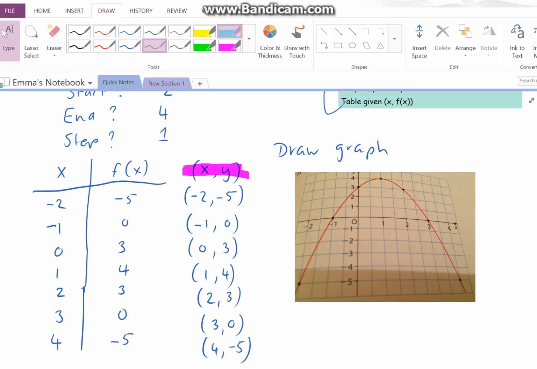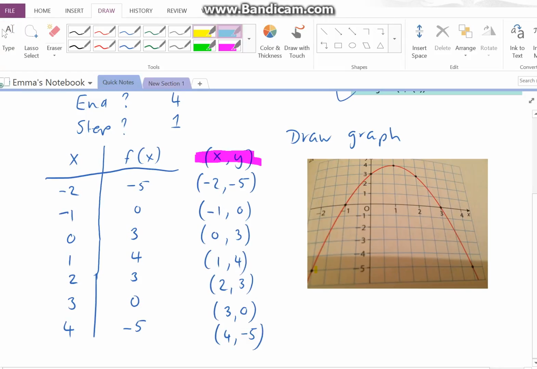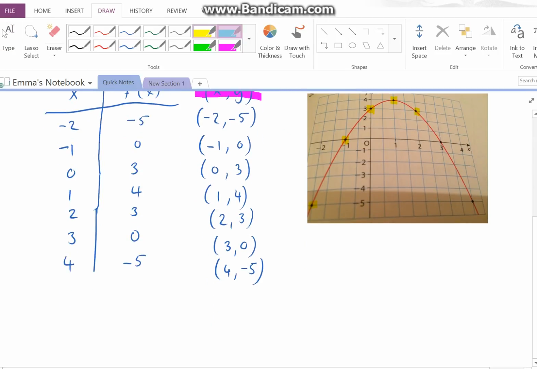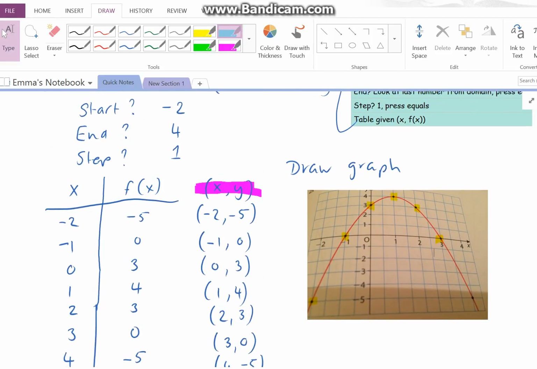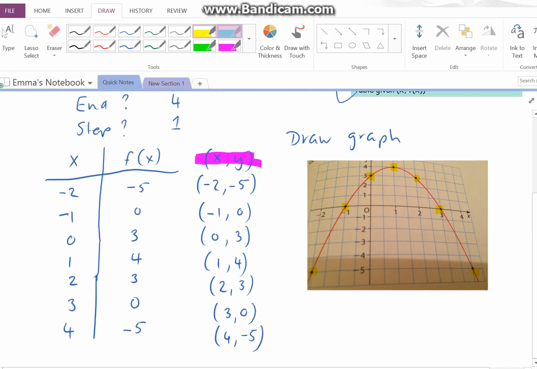Okay, so instead of drawing the graph, I've just copied in an image of it. Our first point is minus 2, minus 5, so we can see from the drawing here, I'll just highlight the points. There's minus 2, minus 5, minus 1, 0, so it's there as well. 0, 3, perfect. 1, 4, 2, 3, 3, 0, and finally 4, minus 5. And they're the 1, 2, 3, 4, 5, 6, 7 points that we got from our calculator.